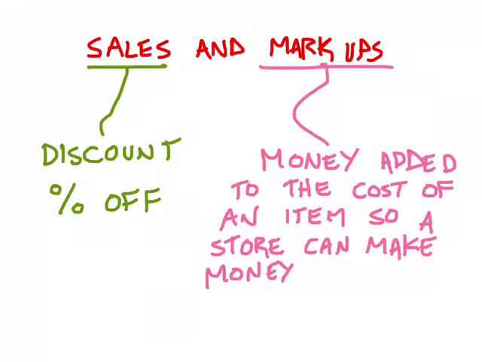A markup is money added to the cost of an item so that a store can actually make some money. And lots of stores just do this as a blanket policy, so a store might just generally do a 50% markup. So markup then is just a percentage added on to the cost of the item. You might think of it as a percent increase. Again, this is a percent change.